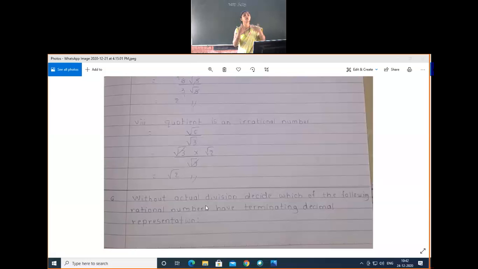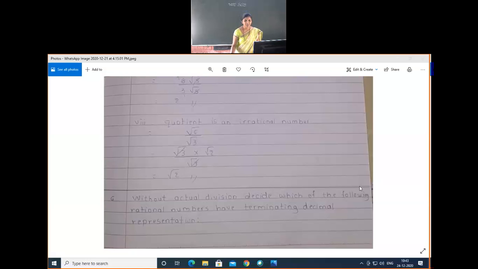So without division, how can we tell that it is a terminating decimal or non-terminating, non-recurring decimal? Can you tell me? How many of you have the idea about this concept? Tell me fast. Without actual division, we cannot do the normal division, but we have to say whether the given fraction is terminating or non-terminating, recurring or non-recurring. How can we decide this without doing the division? If you know, you can discuss now.